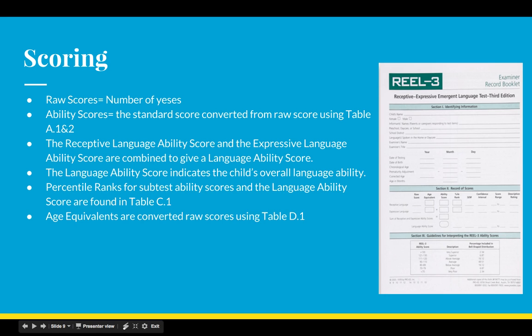There is an ability score for the receptive and expressive subtests, and these two scores are combined to give you a language ability score. The language ability score indicates the child's overall language ability. Percentile ranks for the subtest ability scores and the language ability score are found in table C1. Age equivalents are converted raw scores using table D1.